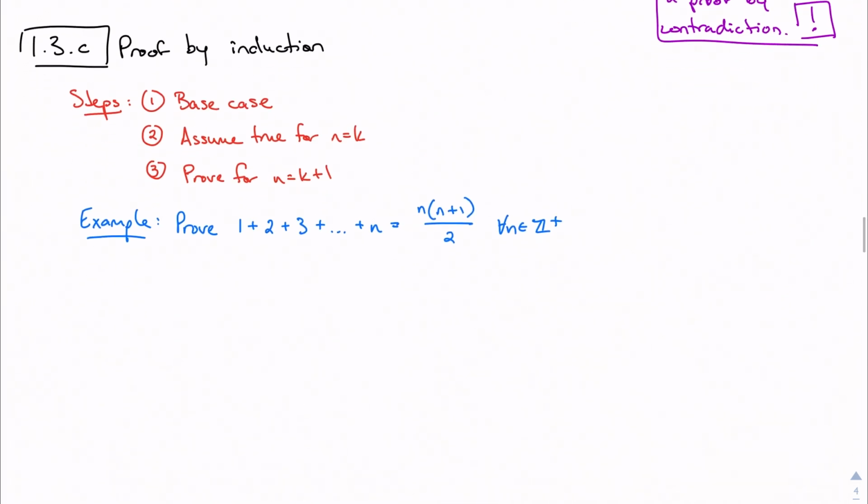The last type of proof we talked about was proof by induction, and there were 3 steps here. But first, when are you actually going to use a proof by induction? Well, you're going to use a proof by induction when you need to count different cases. And specifically when there are too many cases to count.